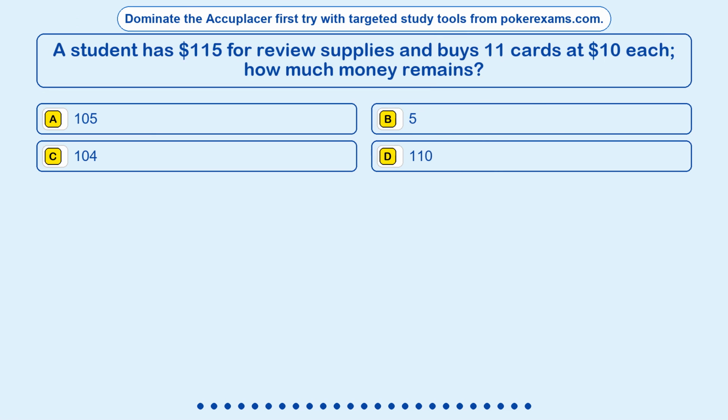Question 8. A student has $115 for review supplies and buys 11 cards at $10 each. How much money remains? Option A, 105. Option B, 5. Option C, 104. Option D, 110.